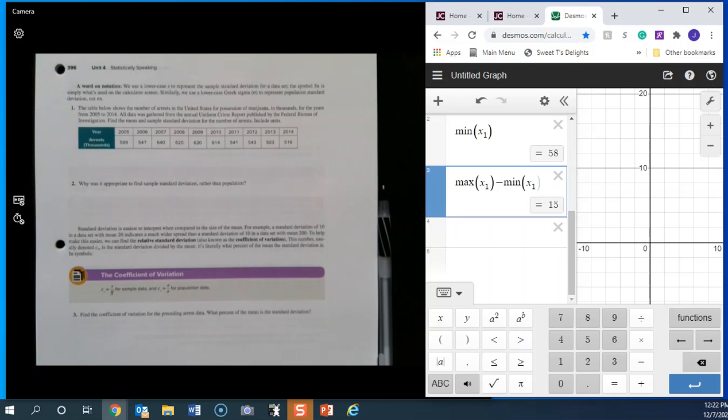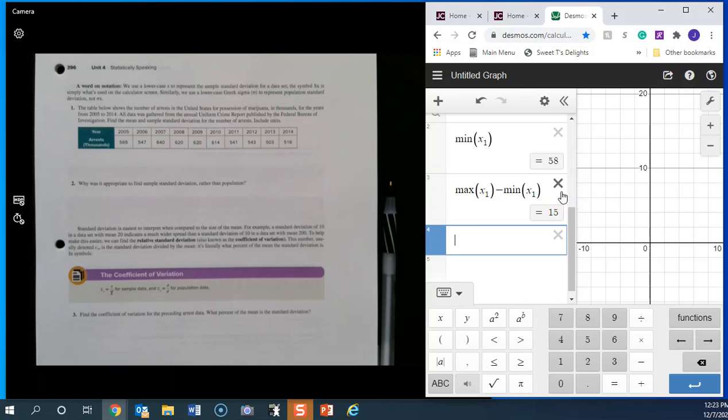Okay, now the table below shows the number of arrests in the United States for possession of marijuana in thousands for the years from 2005 to 2014. All data was gathered from the annual Uniform Crime Report published by the Federal Bureau of Investigation. Find the mean and sample standard deviation for the number of arrests. Include units.